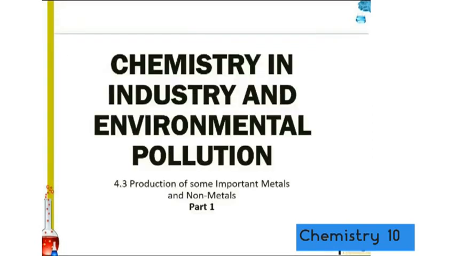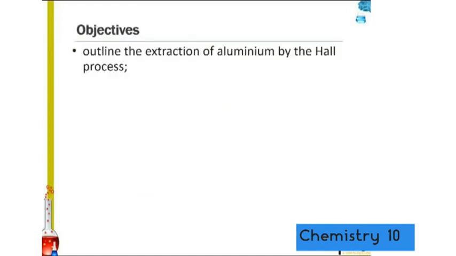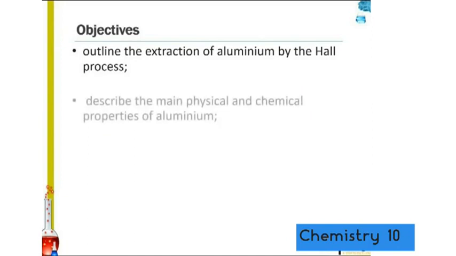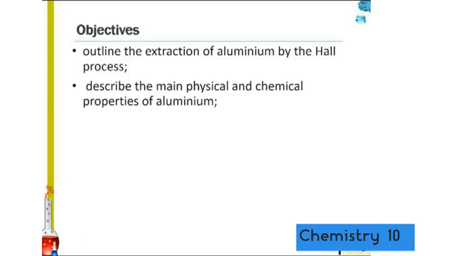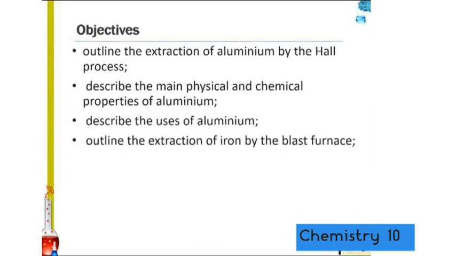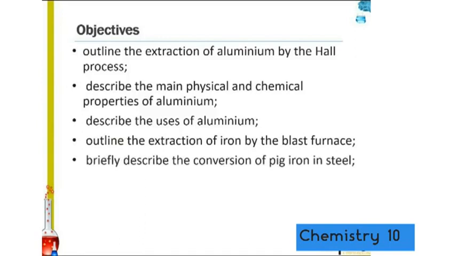Subunit 4.3, Production of some important metals and nonmetals. In this video, we'll be going over Part 1, Important Metals. By the end of Part 1 of this subunit, you should be able to outline the extraction of aluminum by the Hall process and describe the main physical and chemical properties of aluminum. You should be able to describe uses of aluminum and outline the extraction of iron by the blast furnace, while briefly being able to describe the conversion of pig iron into steel.